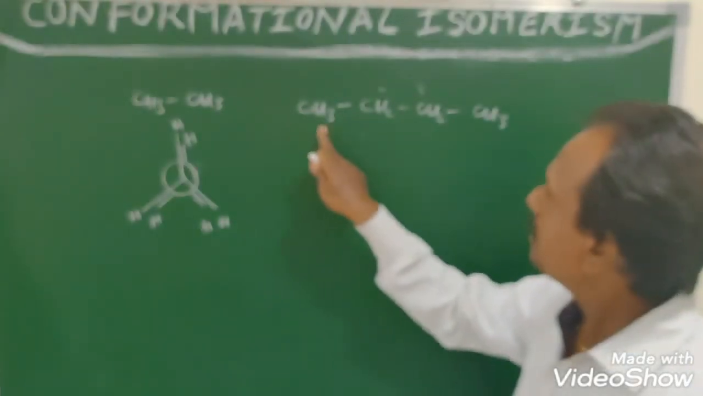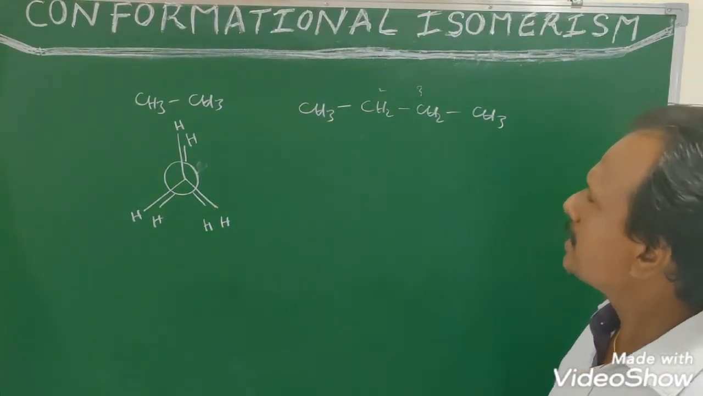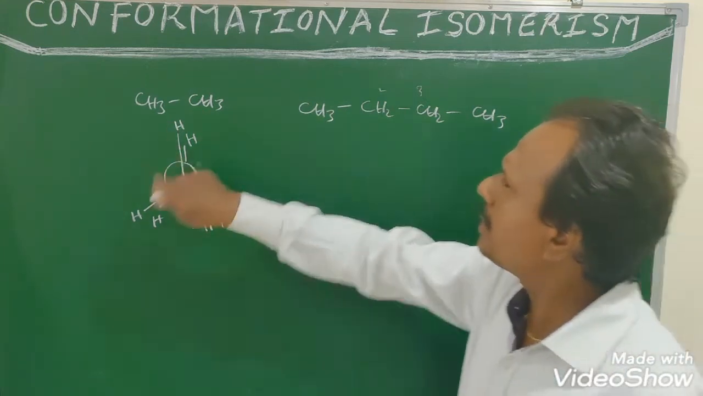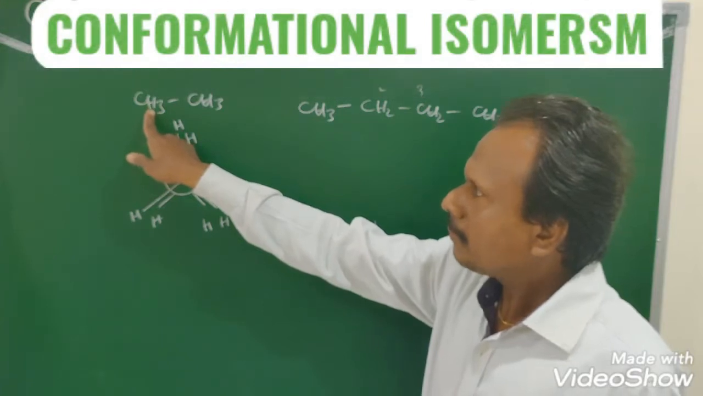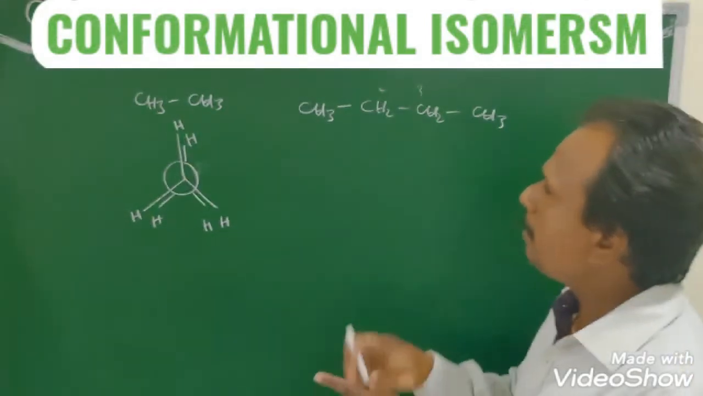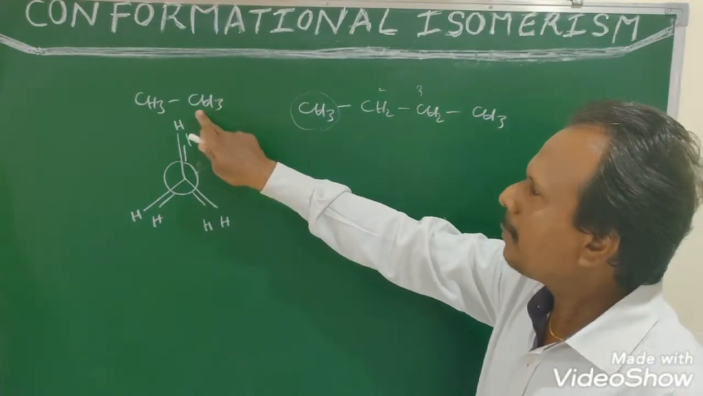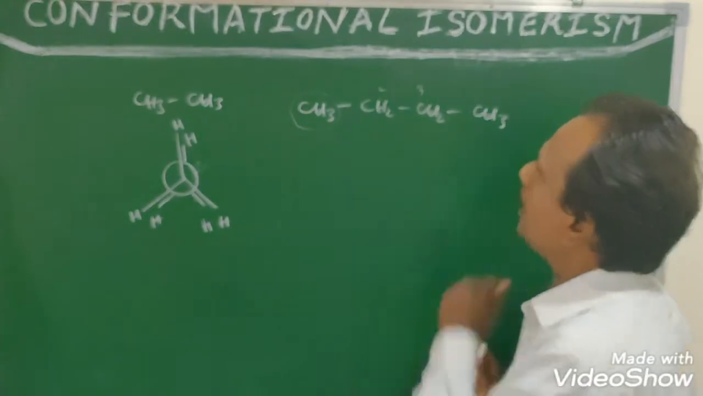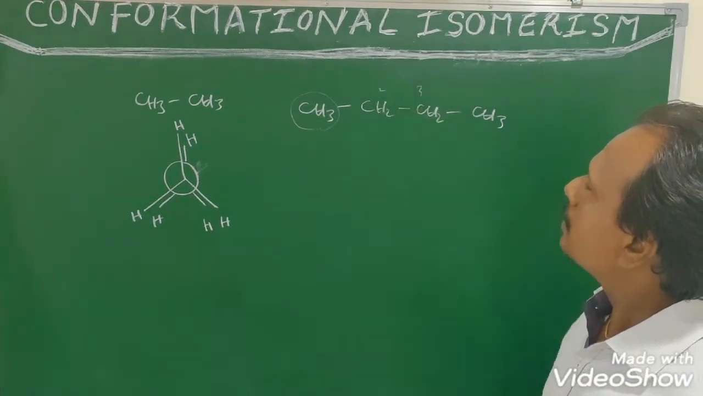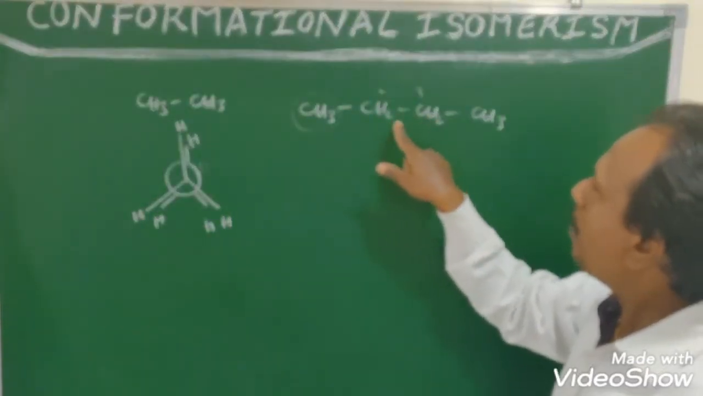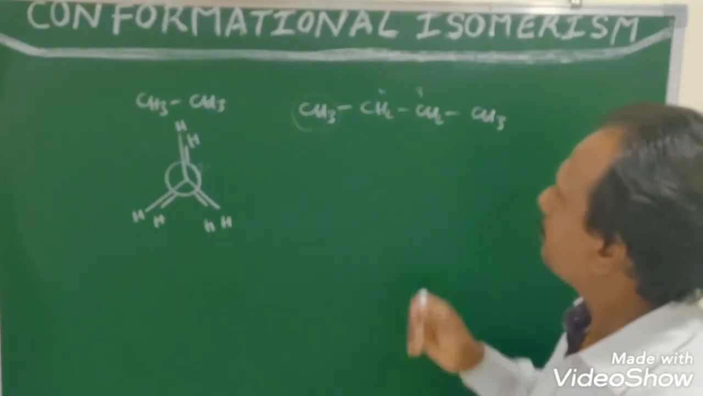Now we study the conformations of butane. A simple trick: butane is considered as a derivative of ethane. In ethane, an H atom of the first carbon is replaced by a methyl group. An H atom of the second carbon is replaced by a methyl group. Then we obtain butane. So, based on this sigma bond axis, write the conformations of butane.